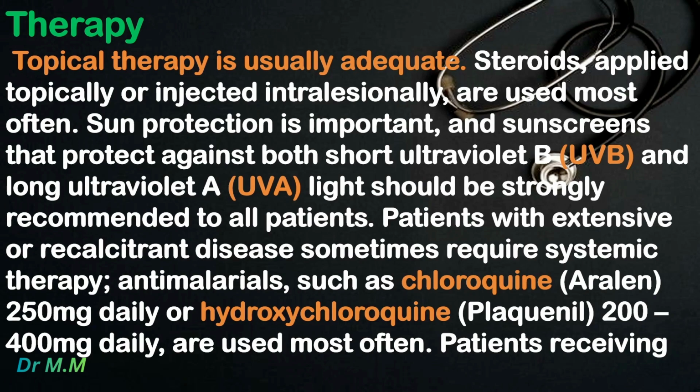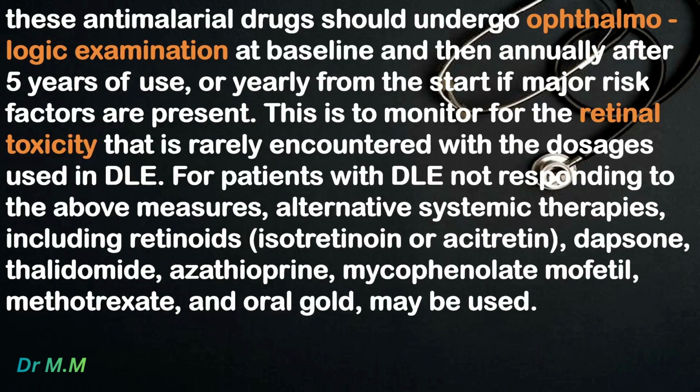Patients with extensive or recalcitrant disease sometimes require systemic therapy. Antimalarials such as chloroquine 250 mg daily or hydroxychloroquine 200 to 400 mg daily are used most often. Patients receiving these antimalarial drugs should undergo ophthalmologic examination at baseline and then annually after 5 years of use, or yearly from the start if major risk factors are present.